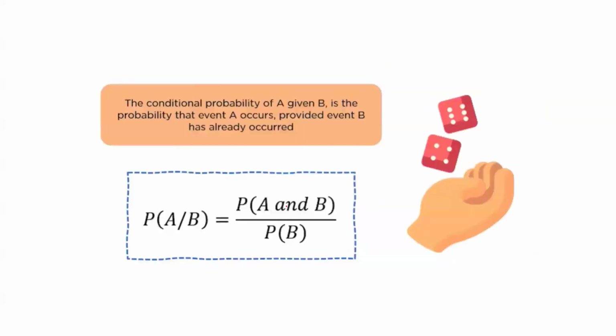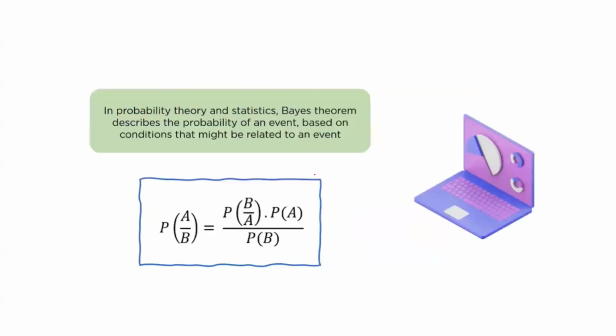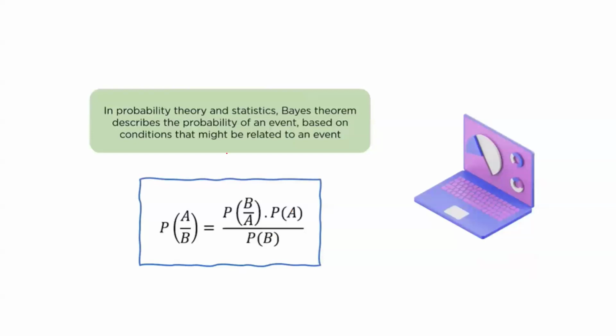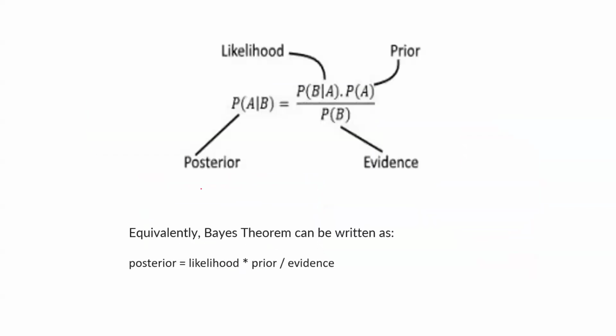And the conditional probability, we already know that A given B is the probability that event A occurs provided that B has already occurred. This is the conditional probability we already discussed. In probability theory and statistics, Bayes theorem describes the probability of an event based on conditions that might be related to the event. That is, probability of A given B is equal to probability of B given A times probability of A divided by probability of B. It is similar to hypothesis and evidence, so Bayes theorem can also be stated like this.